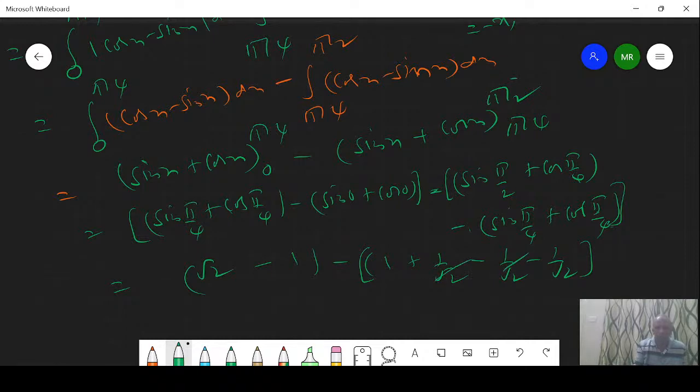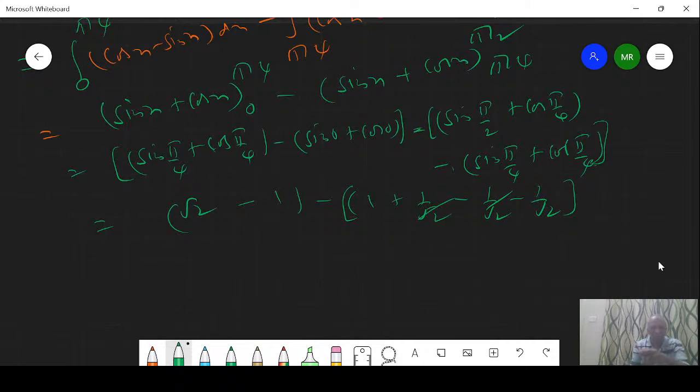I can eliminate this one here, minus 1 by root 2, I can eliminate this. Now you can simplify. The answer here is root 2 minus 1, minus 1, minus 1 plus 1 by root 2. It will come like this, right? So this is the value that comes.